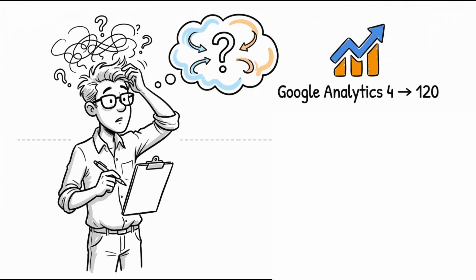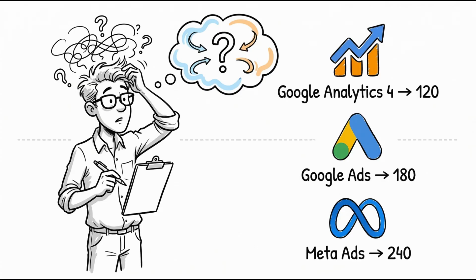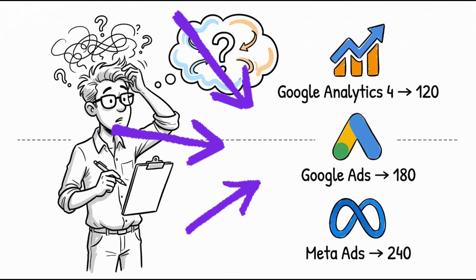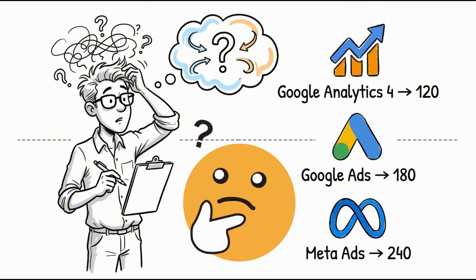Here's something that confuses a lot of marketers. Google Analytics might say your campaign generated 120 conversions, but Google Ads says it generated 180 conversions, and Meta Ads Manager reports 240 conversions. Same campaign, 3 completely different numbers. So which one is actually correct?